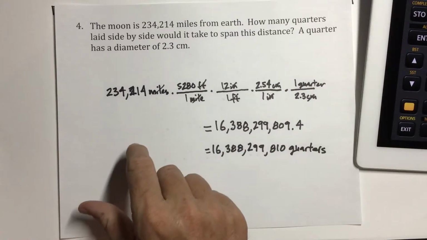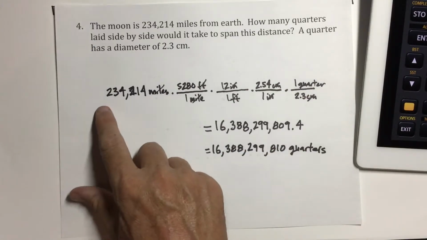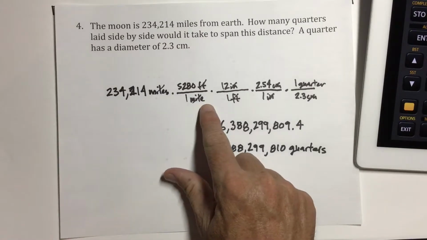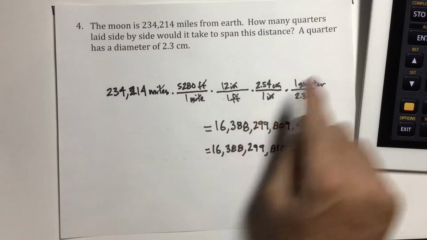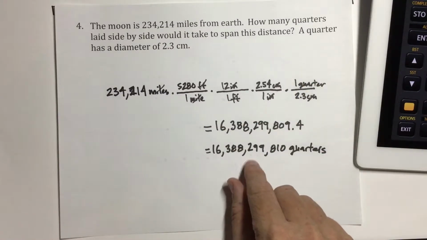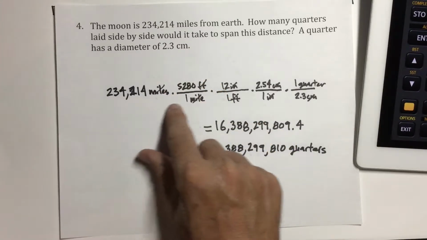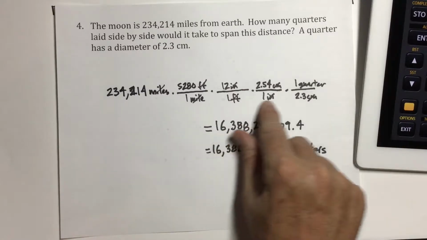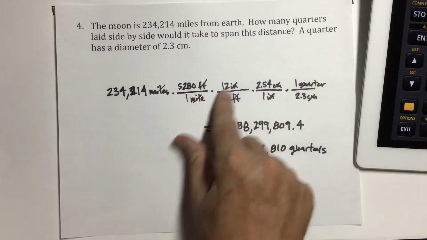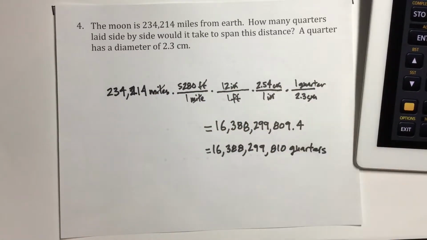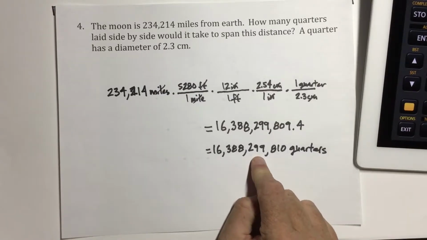Now, a couple things. I want to remind you again, I'm interested mostly in not that you remember how many quarters it would take to get to the Earth, but that you remember how to set things up in this fashion. Units canceling out till you get your desired result. Okay?